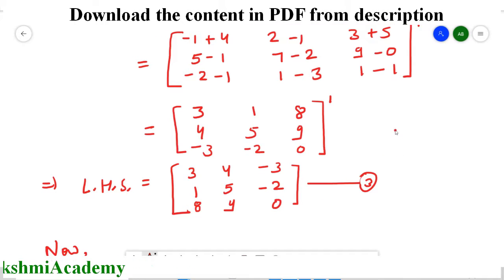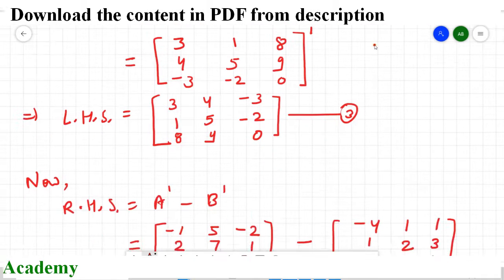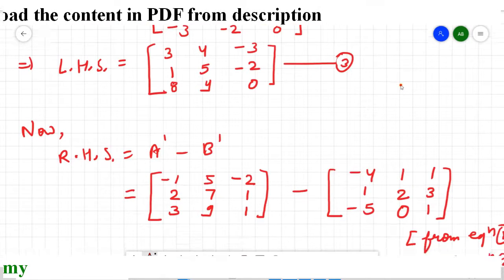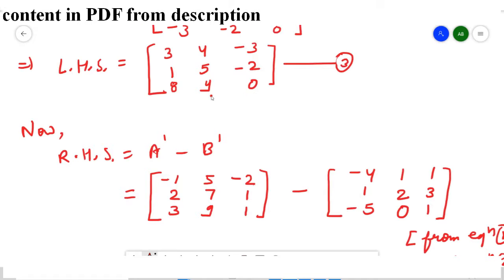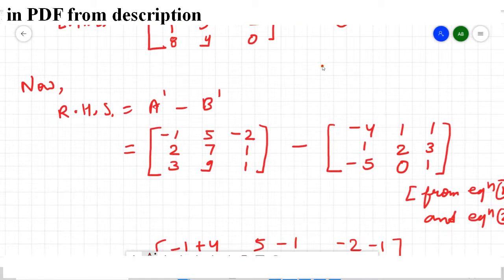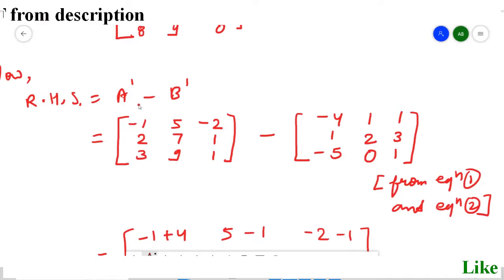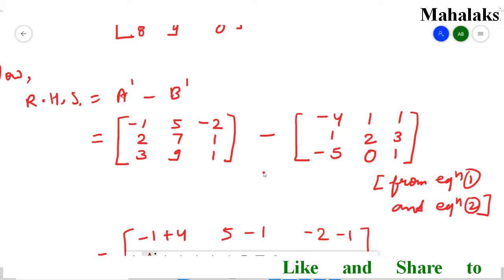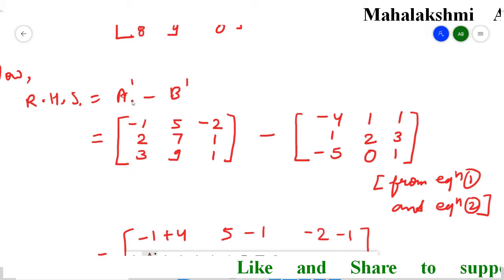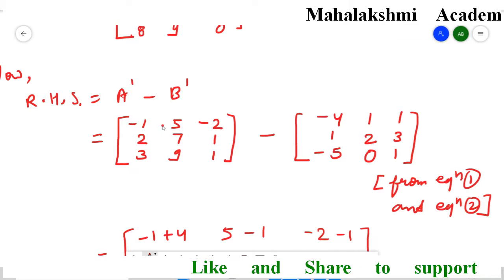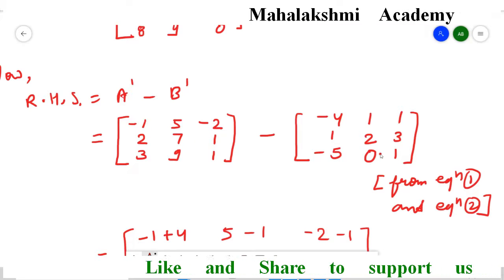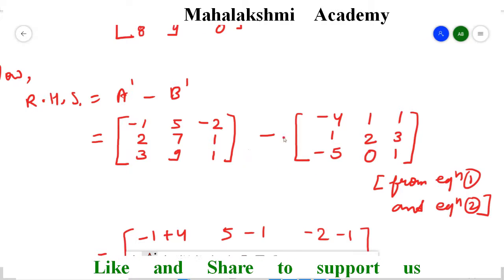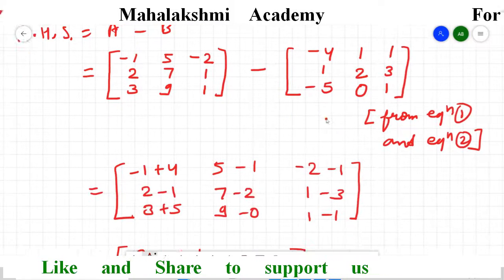Now we'll solve the right hand side, and check whether the right hand side solution is the same as the left hand side or not. In the right hand side, we have to prove A transpose minus B transpose, and A transpose and B transpose we already calculated in equations 1 and 2. You can rewind and see the matrices. So directly from equations 1 and 2 I replaced the values of A transpose and B transpose, and now we have to subtract them. So I subtracted them.